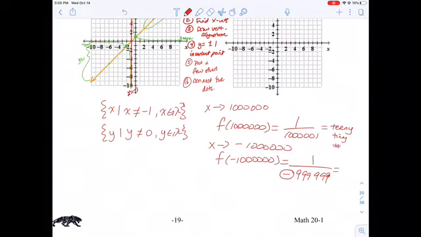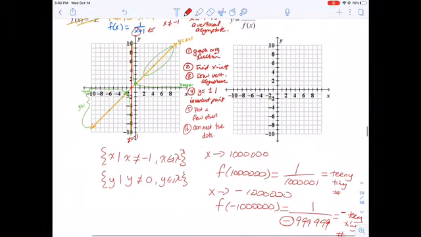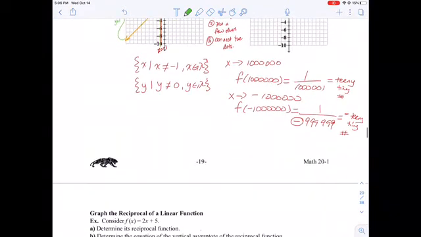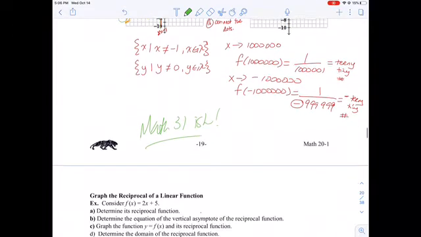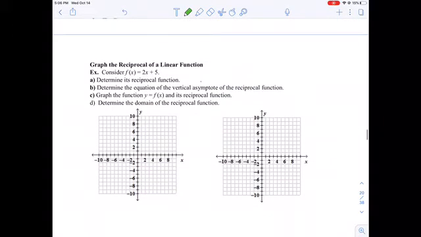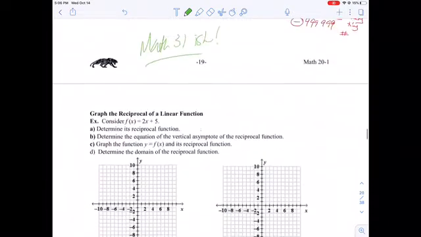So I'm going to approach a very teeny, tiny negative number. I approach 0, and that's why I know that my horizontal asymptote is going to be 0. I'm going to get closer and closer to 0, but I'm never going to reach 0, in both the positive and the negative direction. This is very Math 31-ish, and you see a little bit of this in Math 30 as well.